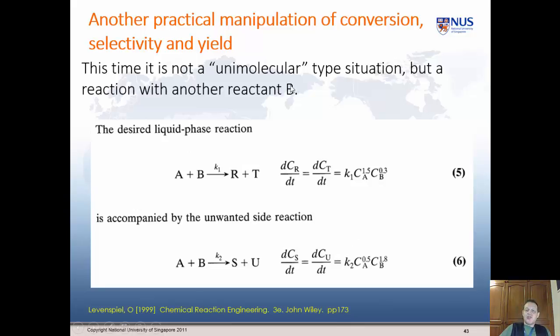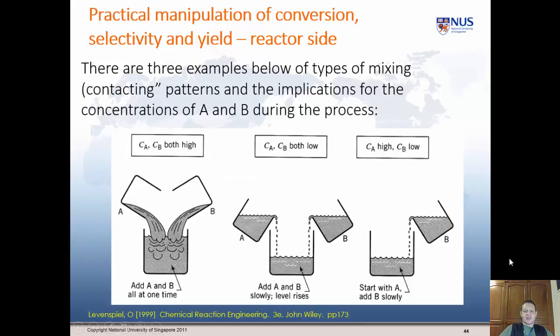First tweak that you can do for these types of situations. Okay. This time we haven't got a unimolecular type situation, just A going to B, but the reaction with another reactant B. We follow the same process. Make sure first of all that you know what your reactions are, the desired and the undesired. Write out the rate equations and, as previously, put them one over the other.